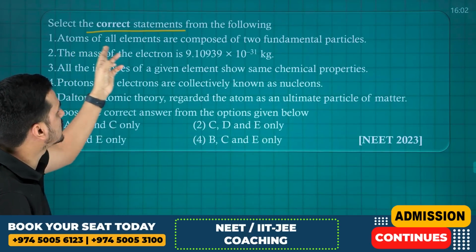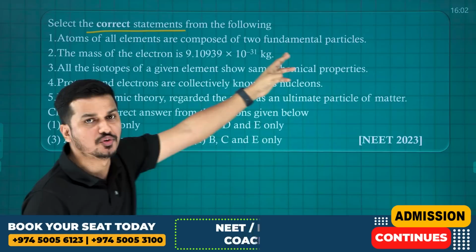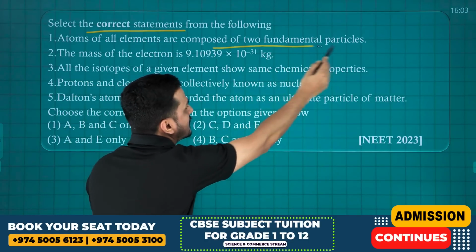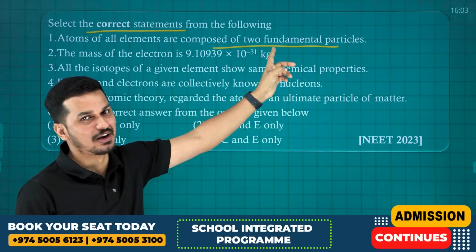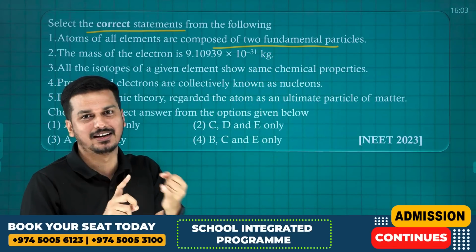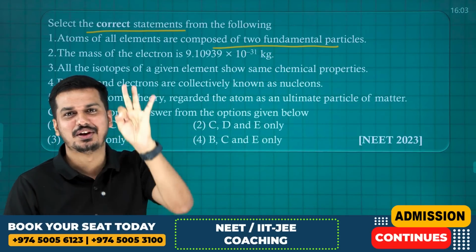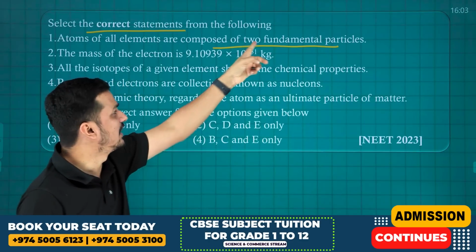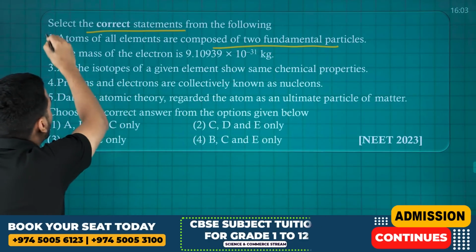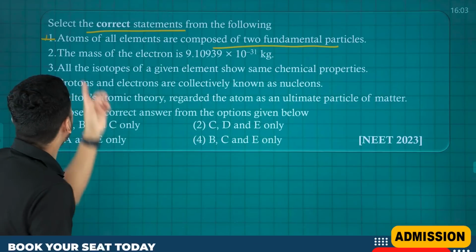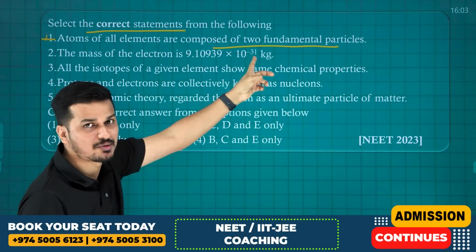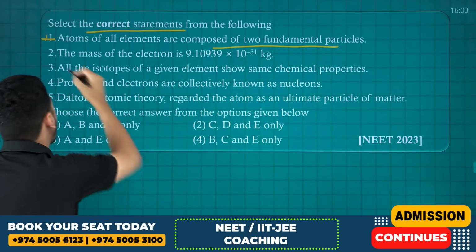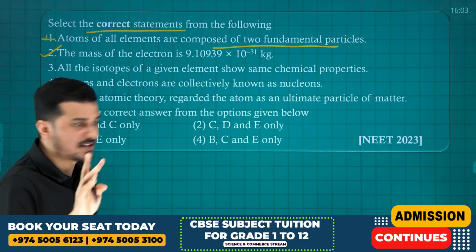First, atoms of all elements are composed of 2 fundamental particles. Don't fall for that. Two fundamental particles is wrong; there are 3 fundamental particles: proton, electron, neutron. They gave 2, so that's a wrong statement. The first statement is wrong. Second statement: the mass of the electron is 9.1 into 10 raised to minus 31 kilogram. Yes, exactly, that's correct.